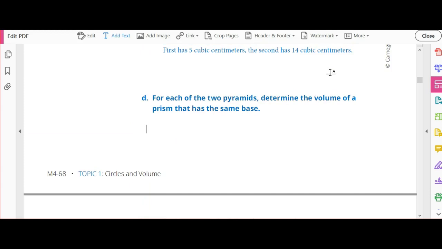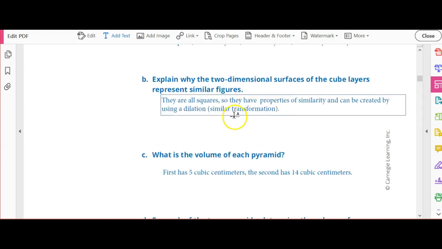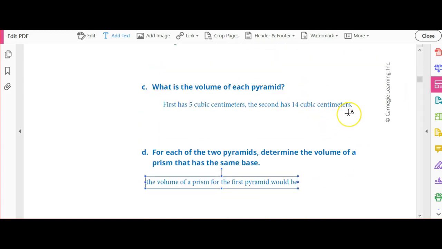the volumes of a prism. Sorry, this is asking us for the volume of a prism. So the volume of a prism for the first pyramid would be, if we look at that close, we have a volume down here of 4 cubic centimeters. If we add it on top, it would be 8 cubic centimeters.